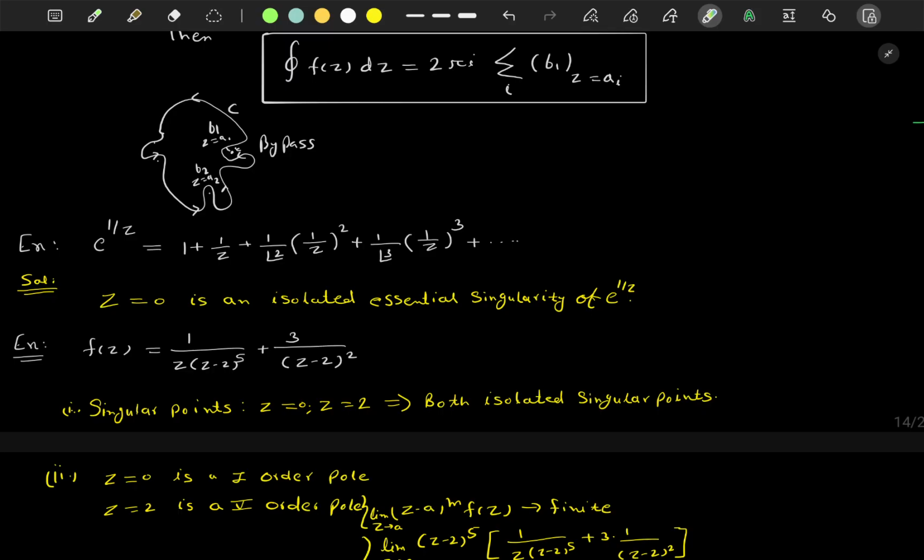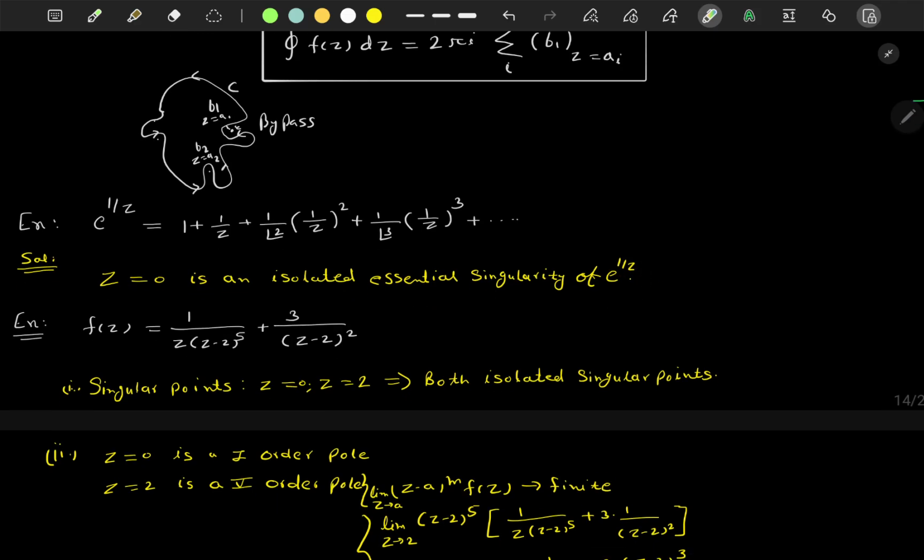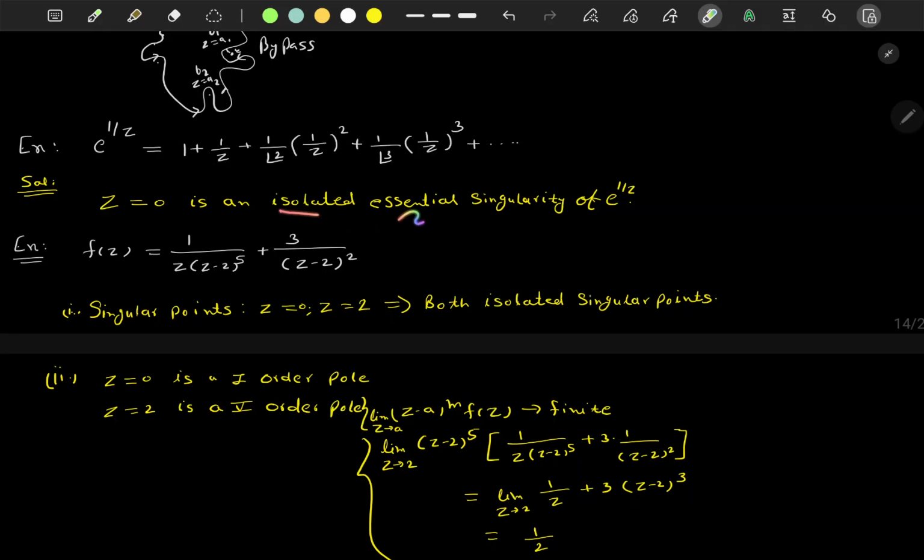Like if we have the function e raised to the power 1 by z, you know the expansion of e raised to the power x. What is the expansion? 1 plus x plus x square upon factorial 2 plus x cube upon factorial 3, and it goes on. So about z equal to 0 you can see it is not analytic. So it is an isolated essential singularity of e raised to the power 1 by z.